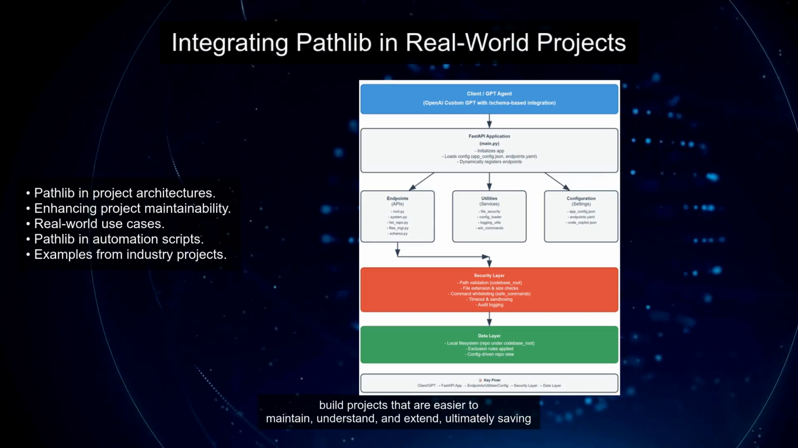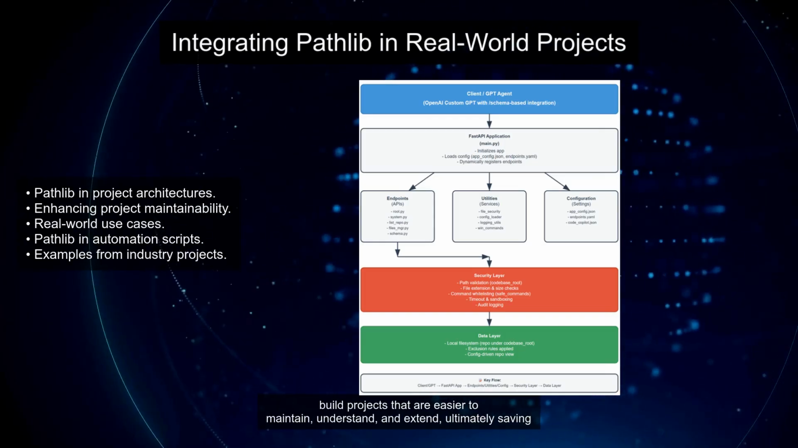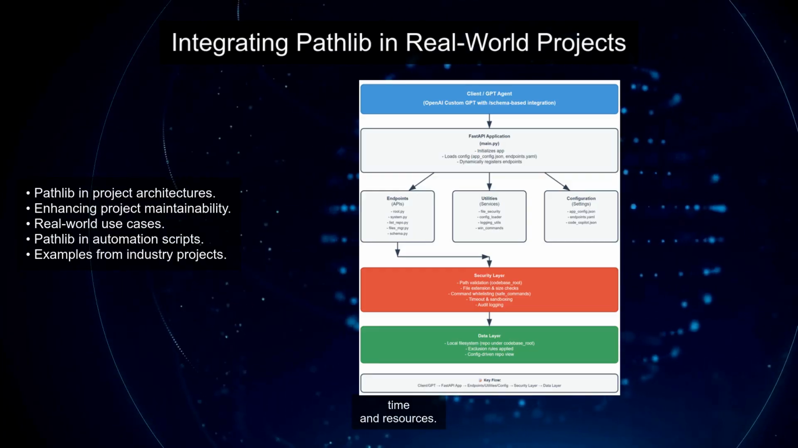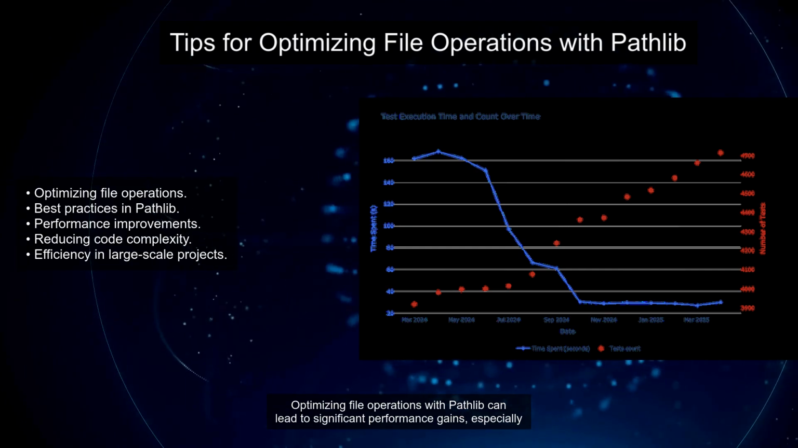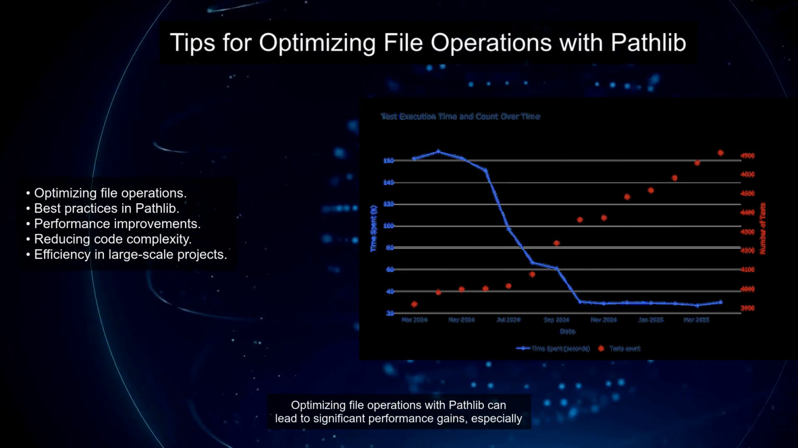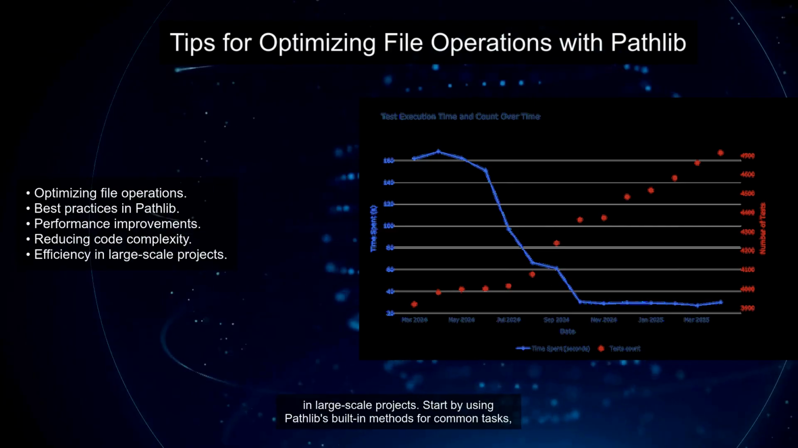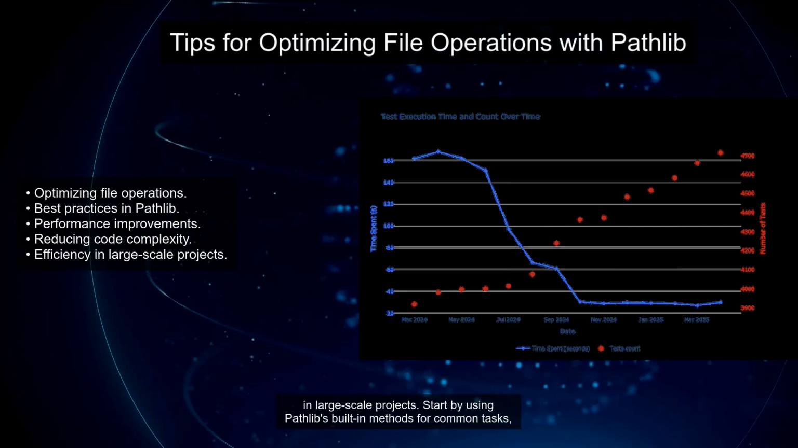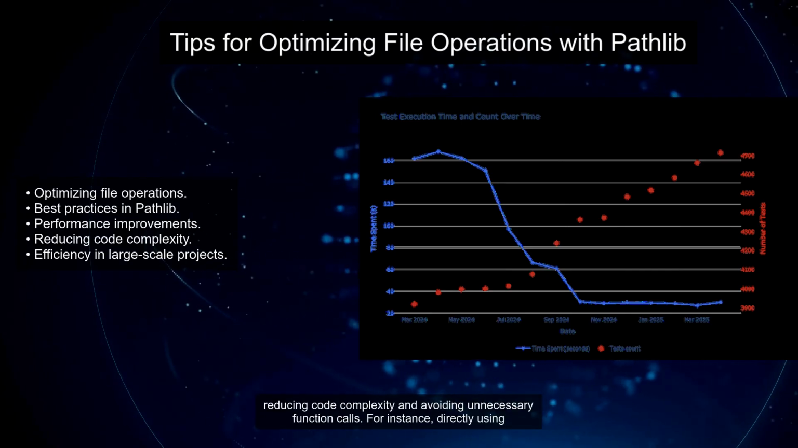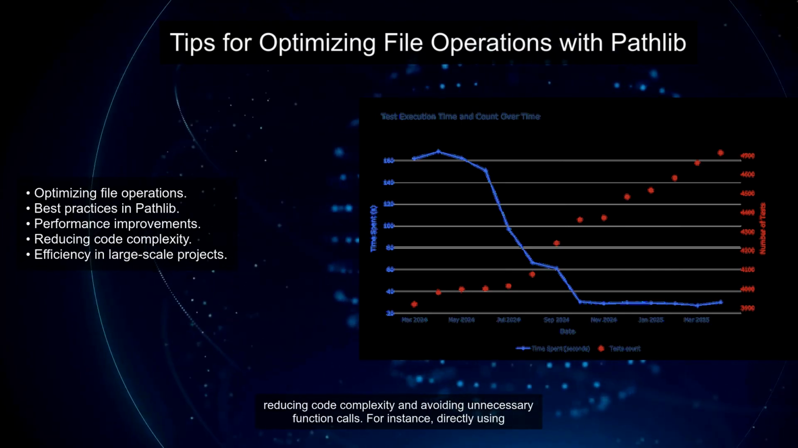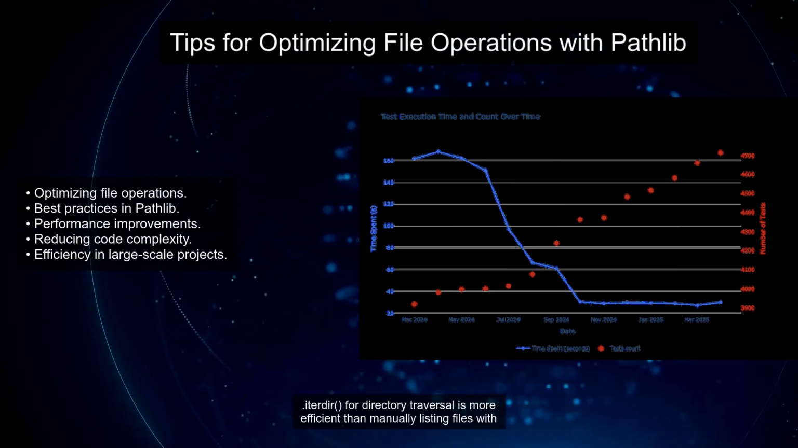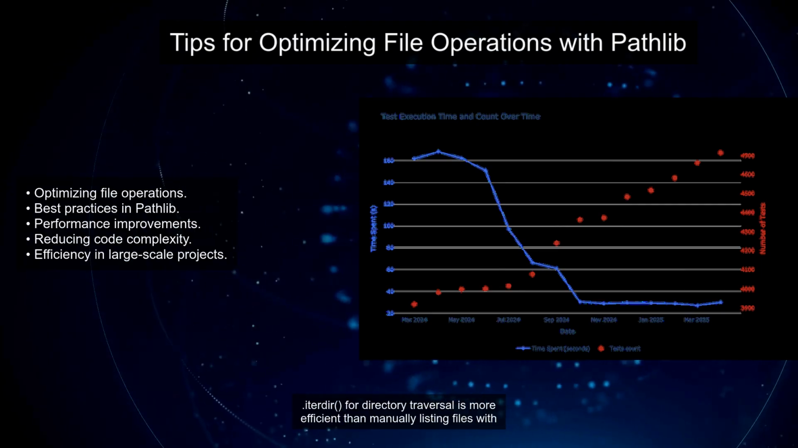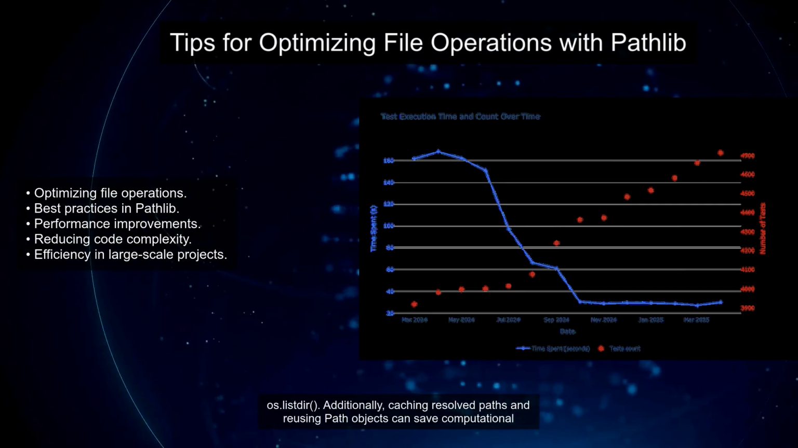By leveraging Pathlib's features, you can build projects that are easier to maintain, understand, and extend, ultimately saving time and resources. Optimizing file operations with Pathlib can lead to significant performance gains, especially in large-scale projects. Start by using Pathlib's built-in methods for common tasks, reducing code complexity and avoiding unnecessary function calls. For instance, directly using iterdir for directory traversal is more efficient than manually listing files with os.listdir.